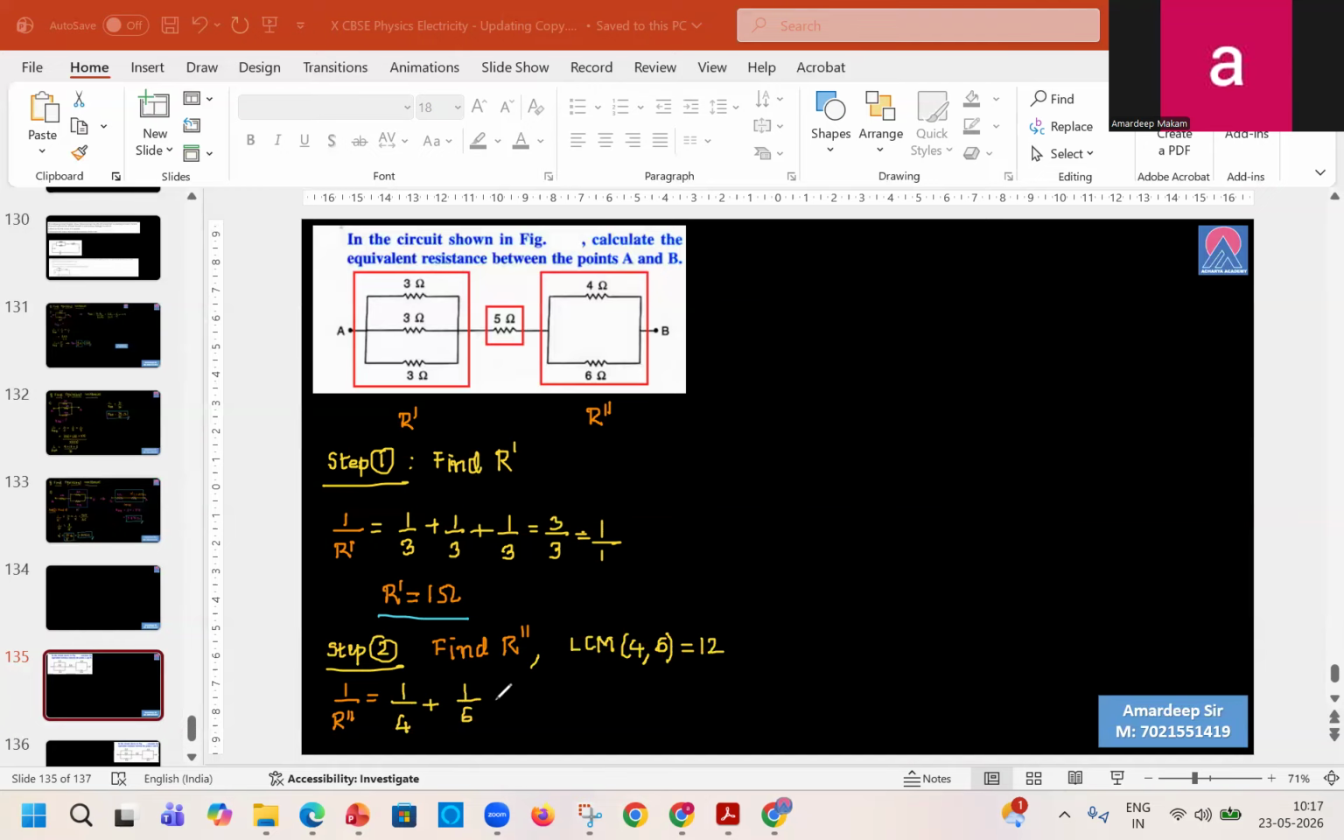So now you make a decision. If I want to make 4 into 12, I have to multiply by 3. If I want to make 6 into 12, I have to multiply by 2. And both together below, what will come? Not 24, 12. We have taken the LCM. Remember how we did LCM in childhood? 5/12. So what is R double dash then?